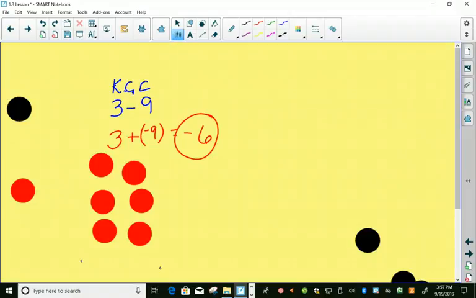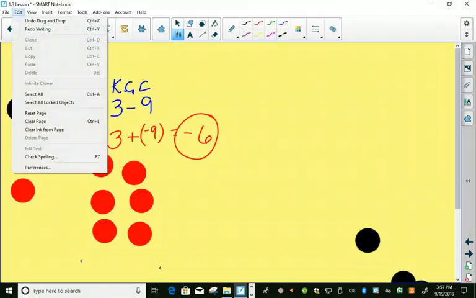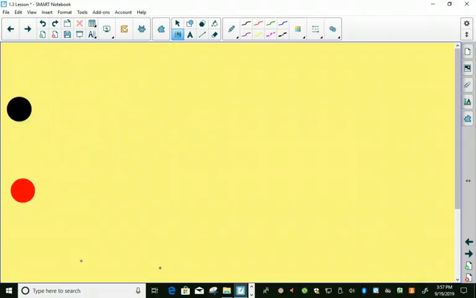Okay, so you can always go back to the tokens. You can keep, change, change to change it to addition. Or you can actually keep, change, change, and then use the tokens if you need those as well. So let's try another one. Let's go ahead and do negative 5 minus negative 5.